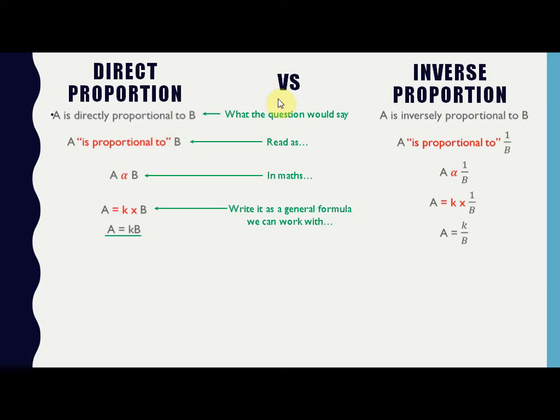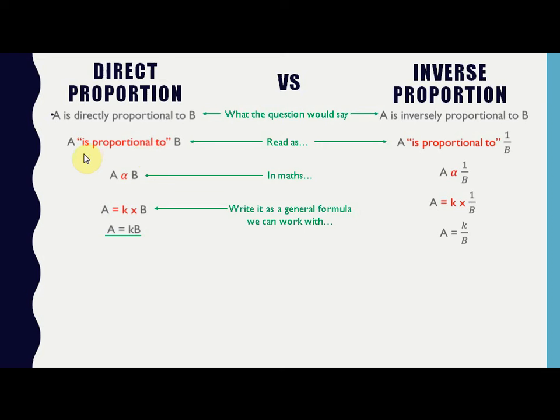Directly proportional versus inversely proportional: what is the difference between both proportionalities? Now we're going to start the inversely proportional. A is inversely proportional to B. Here is the difference: when we say that A is inversely proportional to B, it means that A equals 1 over B, 1 divided by B. So this is the difference between direct and inverse.